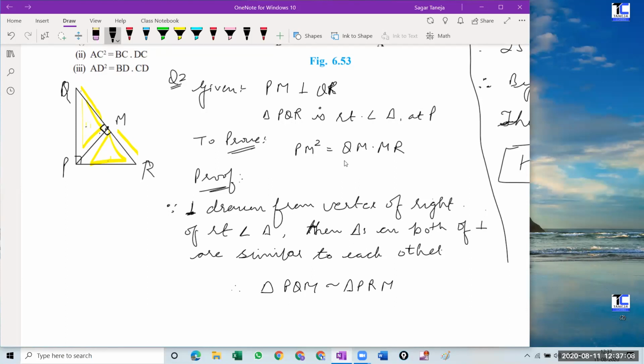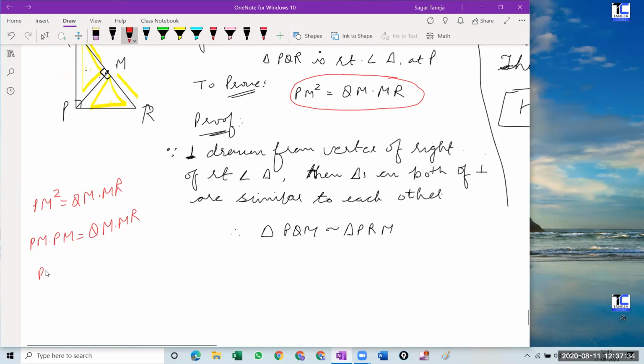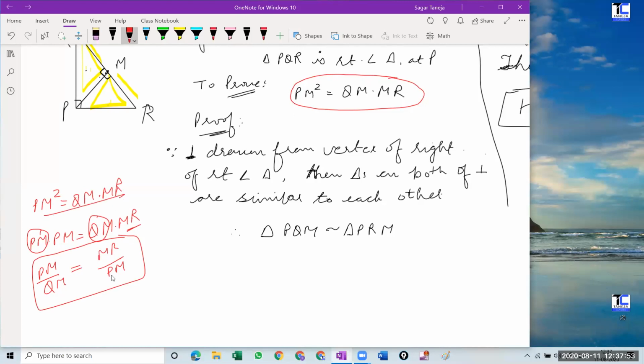If these two triangles are similar, then we can write something like this. See this, how to prove this. I'm writing this in rough here. PM square equals QM into MR. PM square can be written as PM into PM equals QM into MR. Okay, I'm just assembling it. PM I've written this side, and QM I'm writing in the denominator this side, and MR I have written this side, and PM I am bringing this side. So if you are able to prove this, then we can prove this also, because by cross multiply we can prove this.